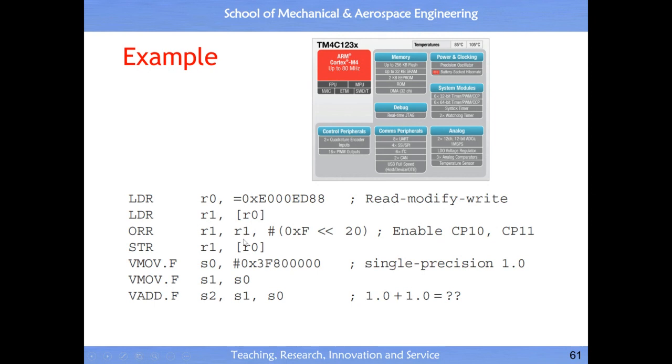Then for register R1, you do the bitwise OR operation. The OR operation basically means setting certain bits to 1. What is the mask for setting the bits? You create 1, 1, 1, 1, then shift the 1, 1, 1, 1 twenty times toward the left. Then on the right-hand side you have twenty 0s.